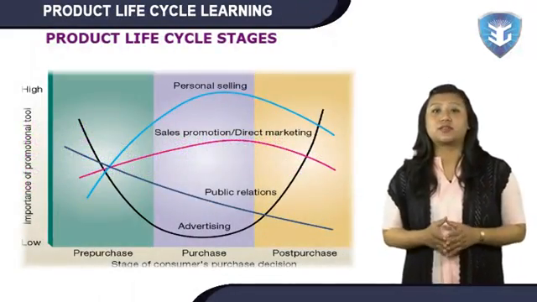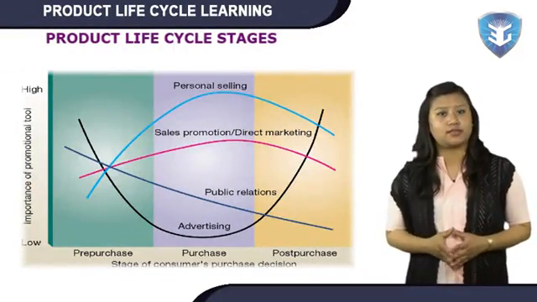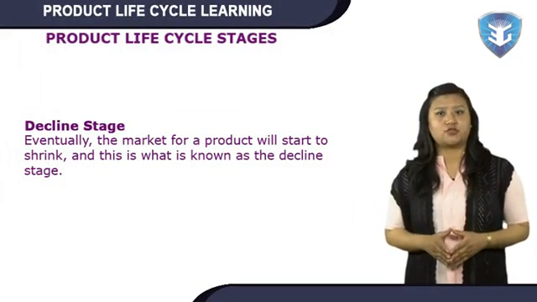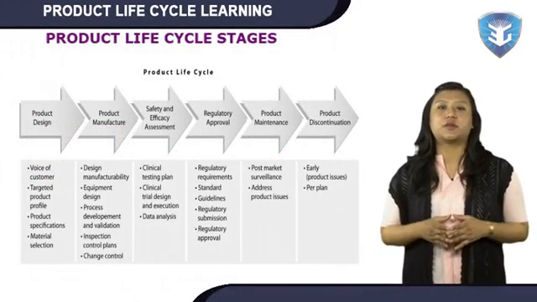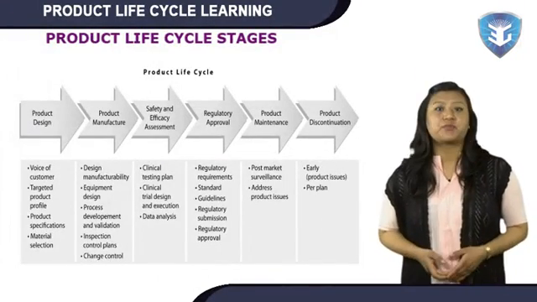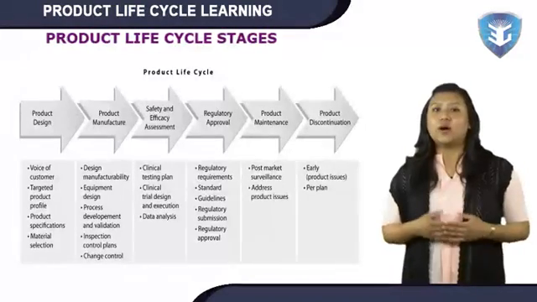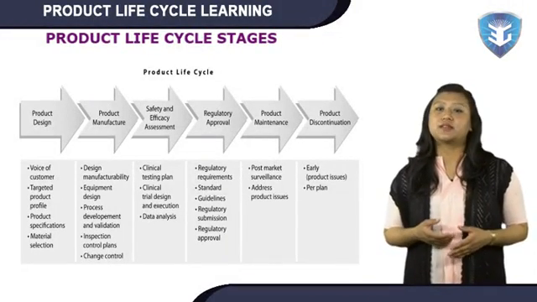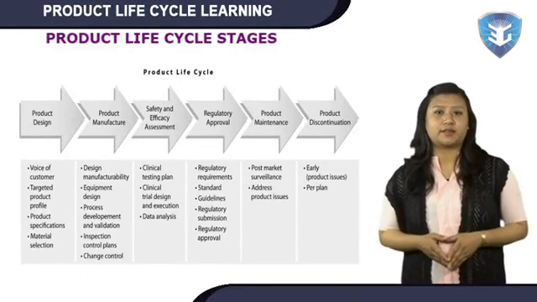This is probably the most competitive time for most products and businesses need to invest wisely in any marketing they undertake. The decline stage. Eventually, the market for a product will start to shrink and this is what is known as the decline stage. This shrinkage could be due to the market becoming saturated, that is all the customers who will buy the product have already purchased it, or because the consumers are switching to a different type of product. While this decline may be inevitable, it may still be possible for companies to make some profit by switching to less expensive production methods and cheaper markets.